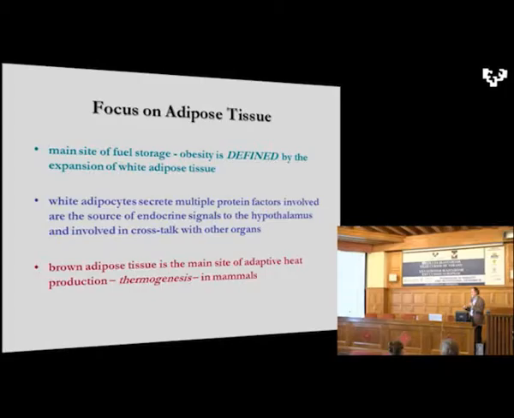And as we'll see in the next few minutes, adipose tissue, white adipose tissue, is the main site of fuel storage in the body. And we now know that white adipocytes secrete multiple protein factors involved in metabolic regulation, and they're the source of endocrine signals to the hypothalamus, and they're involved in crosstalk with other organs. And that's what I want to touch on. But before that, I also want to talk a little bit about brown adipose tissue, which is the main site of adaptive heat production, or thermogenesis, in mammals.